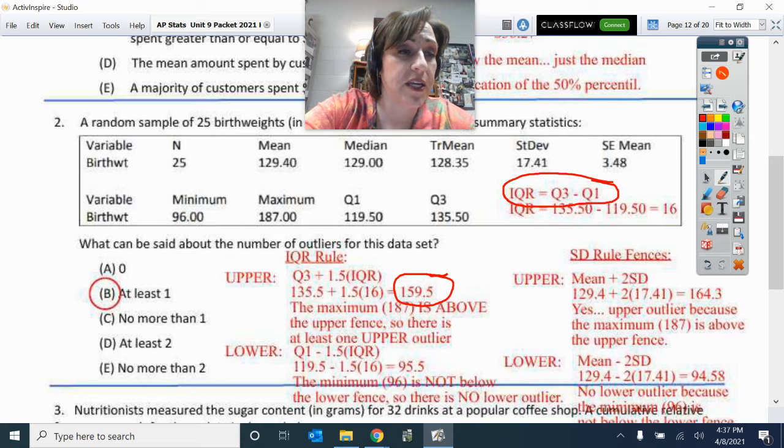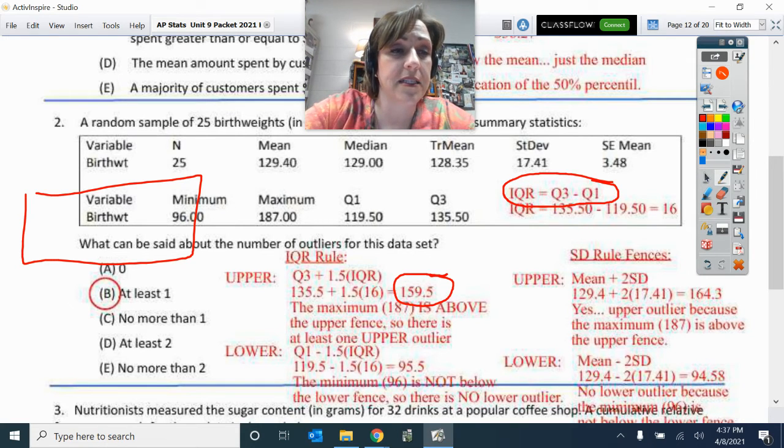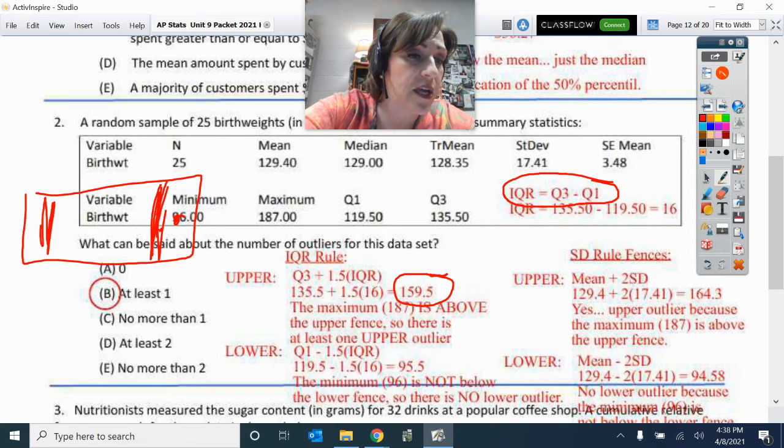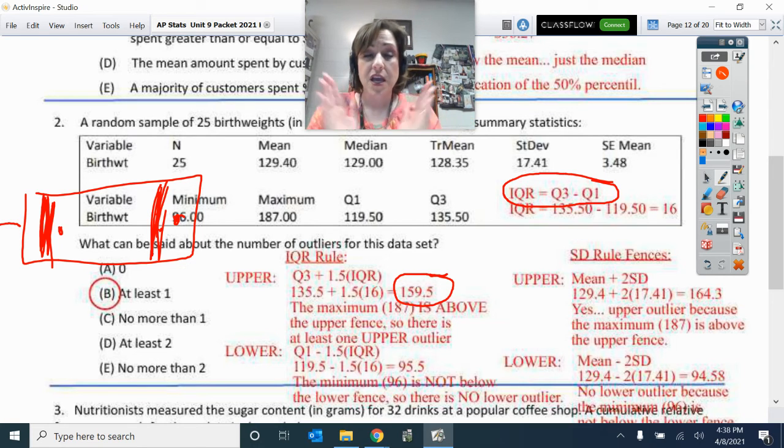So if you think about it, here is our data, and here's our fence. Okay, so let's say that's our fence at 159.5. If the maximum is above the upper fence, then you have an outlier. And then say this is the lower fence at 95.5, but look, the minimum is 96. So it's inside the fence. It is not below the lower fence. So to be an outlier, you have to be above the upper fence or below the lower fence.